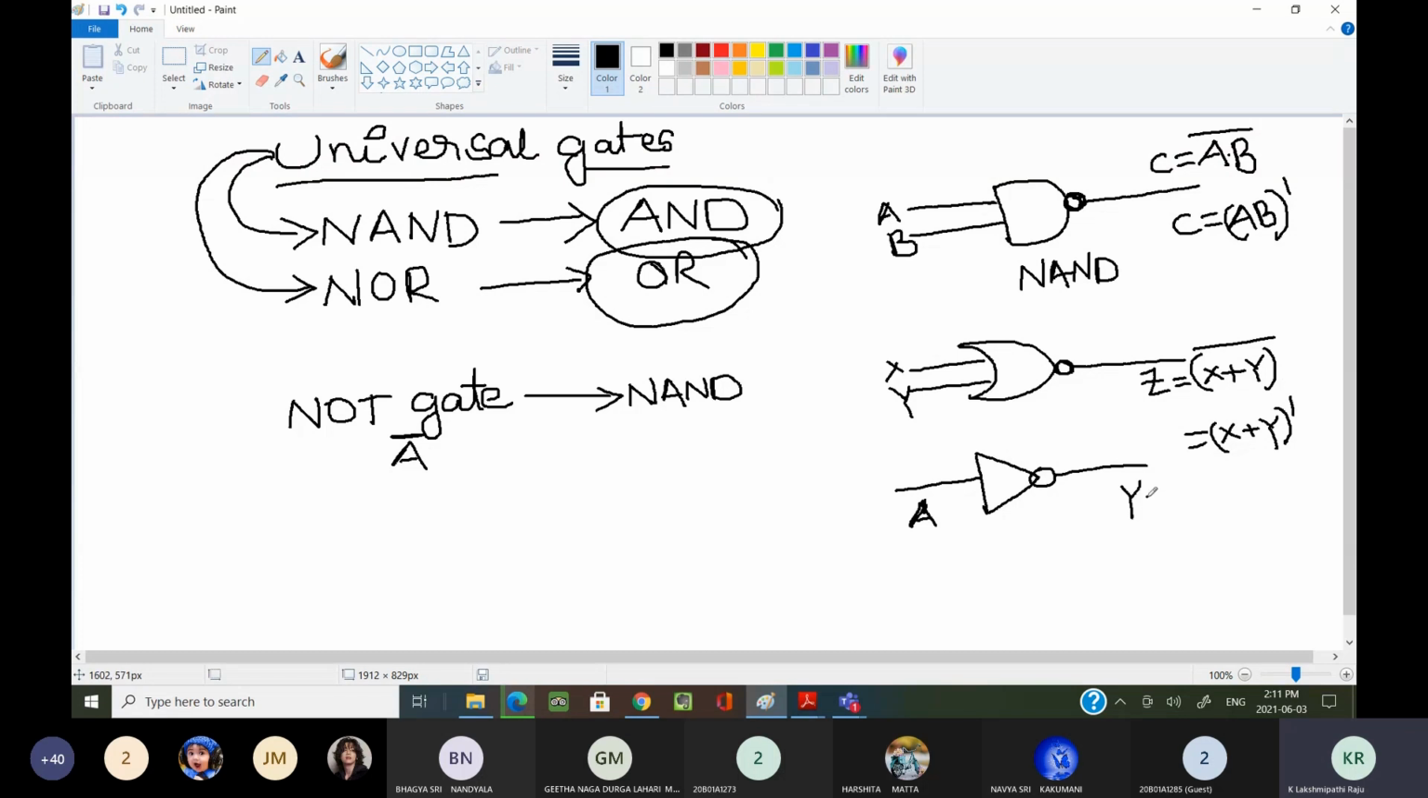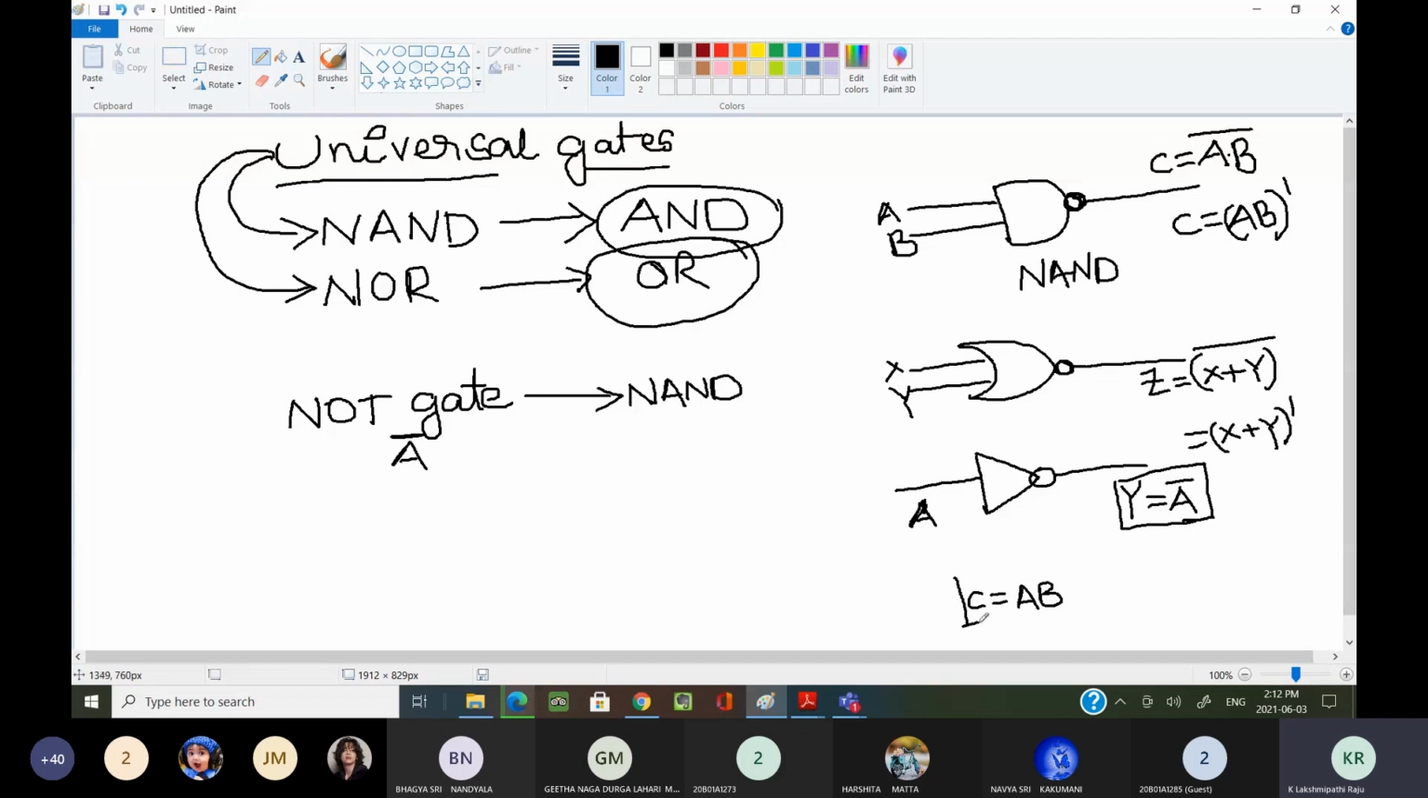Suppose I consider Y as my output: Y equals A complement. This is the logical expression for the NOT gate. In the same way, for the AND gate, what is the logical expression? If C is the output and A, B are my inputs, then C equals AB is the logical expression.